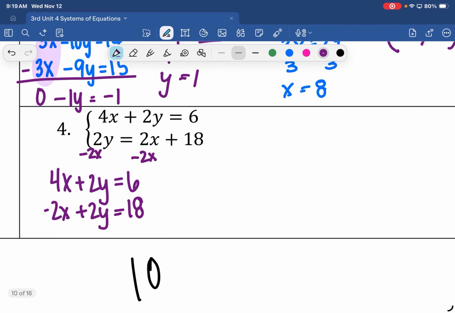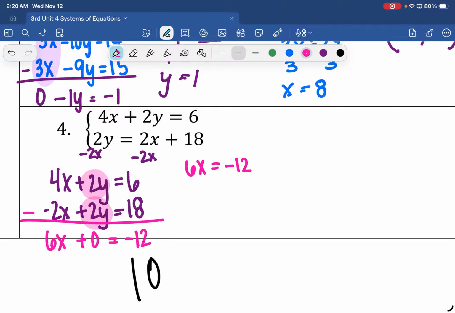All right, which variable do I want to try to eliminate? Y. All right, so I want y'all to solve number 4.